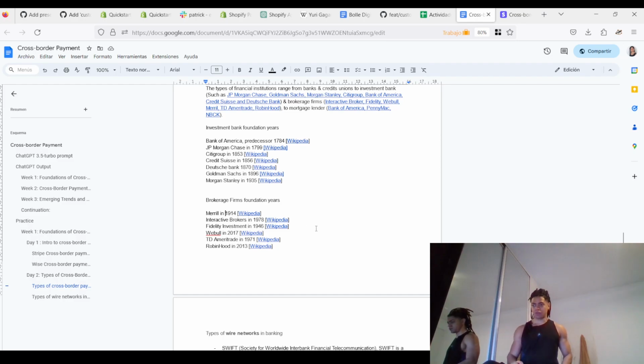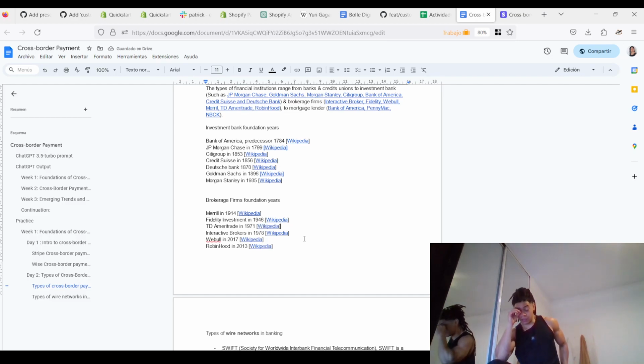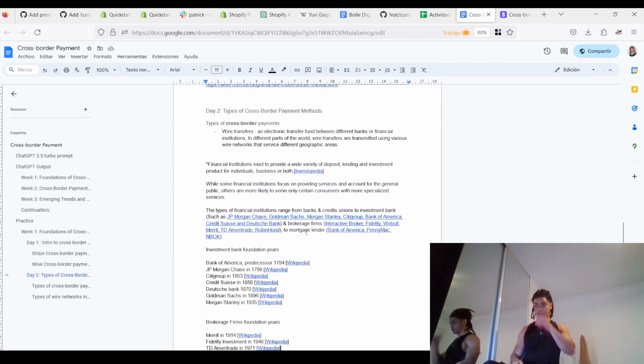Something that I'm not quite familiar with as well, Fidelity Investments, Interactive Brokers, TD Ameritrade. It's okay if I don't remember the names of them right now. After all, it's important to understand how long all of these players have been in the game, because here we are doing a competitor analysis.